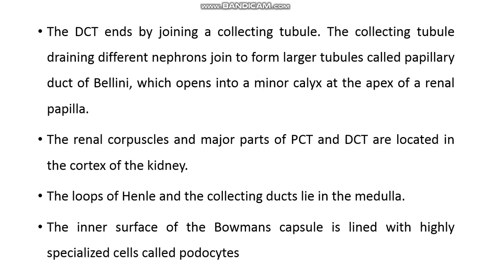Then the renal corpuscles and major parts of the PCT, the proximal convoluted tubule, and the DCT, the distal convoluted tubule, are located in the cortex of the kidney. So all of these structures, that is the Bowman's capsule and nephrons, are located in the cortex of the kidney. As we have already discussed, the kidney has two different parts, inner cortex and outer medulla. These nephrons are mainly located in the cortical part of the kidney.